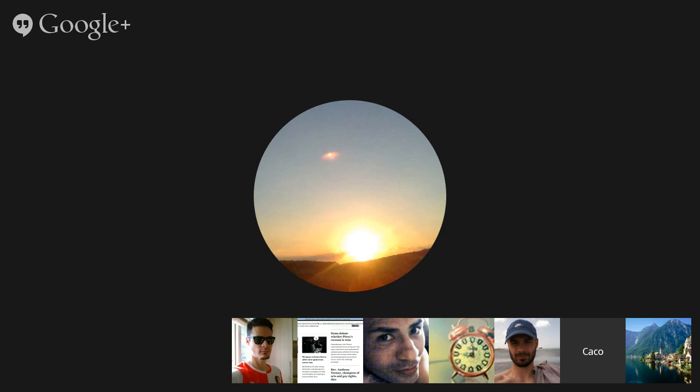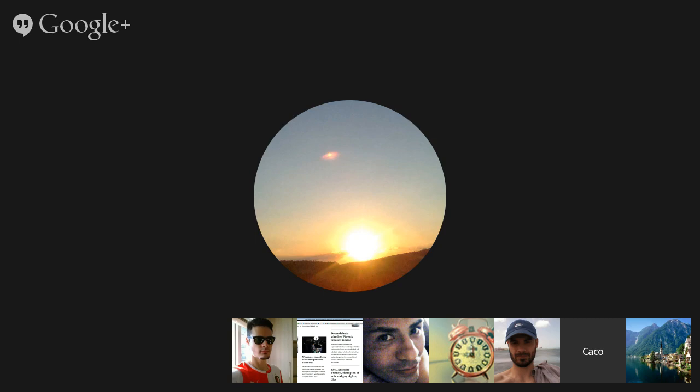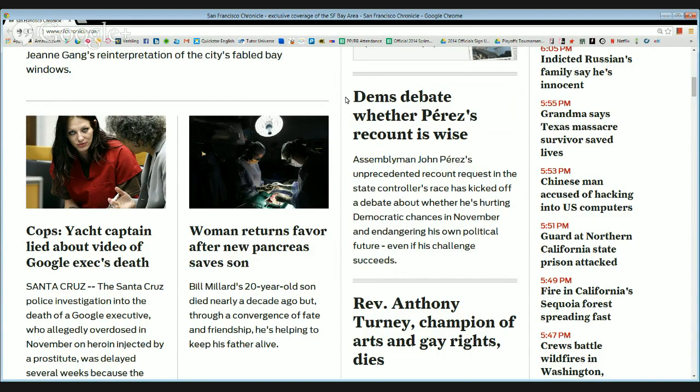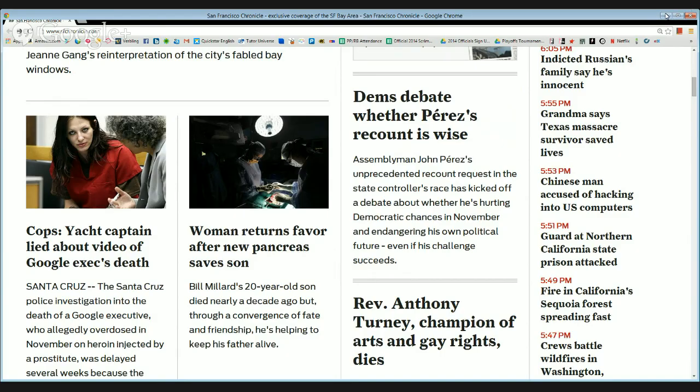Democrats debate whether President Perez's recount of votes is wise or not. Okay, good. In Israel. Okay. The only thing I would add is an article, "the," in front of Dems, the Dems, because it's short for the Democrats. So good. Okay. Great. Thank you, teacher. You're welcome. Thank you.